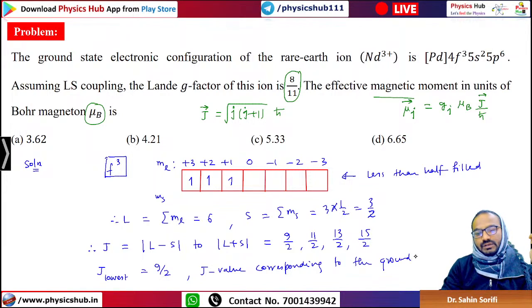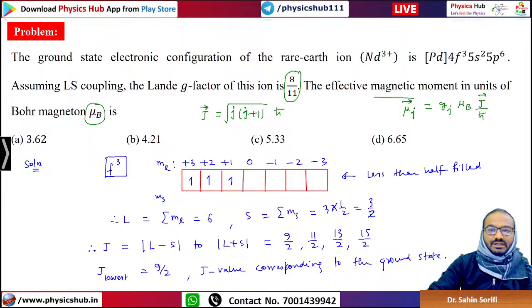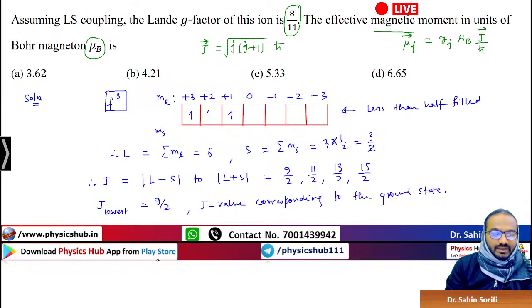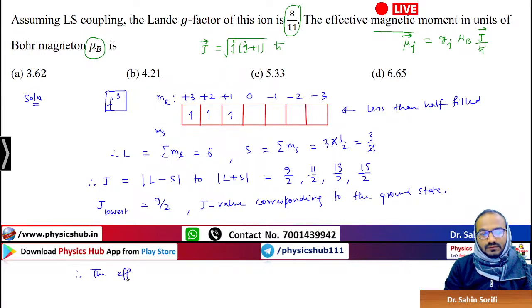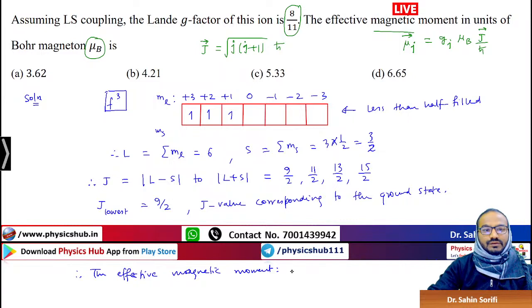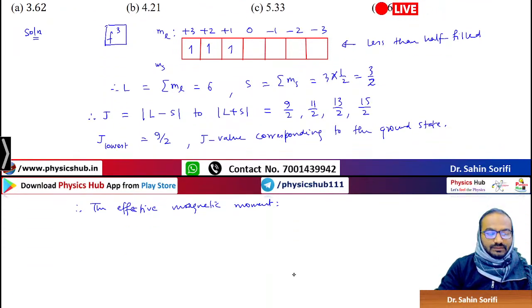The J value corresponding to the ground state. The effective magnetic moment in units of Bohr magneton. So therefore the effective magnetic moment, we have to find it in units of Bohr magneton. So we are using this formula of mu j. We are not writing the vector sign.